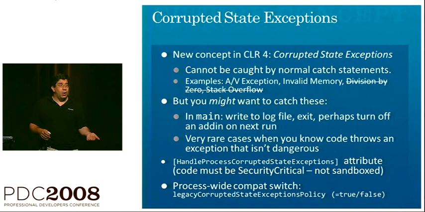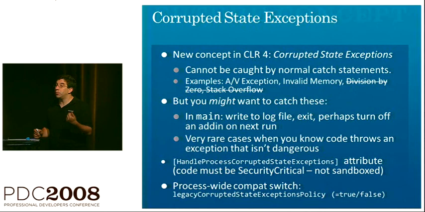But rarely. Let me talk about the two places you might want to do this. You might want to do it in main. You might want, for instance, to write some information to a log file that says, "Hey, we got an AV exception." If you thought that was caused by, say, an add-in, you might want to write out that it was an add-in and not to start up add-ins on the next run. So, get out, but make sure you do as little damage as possible.